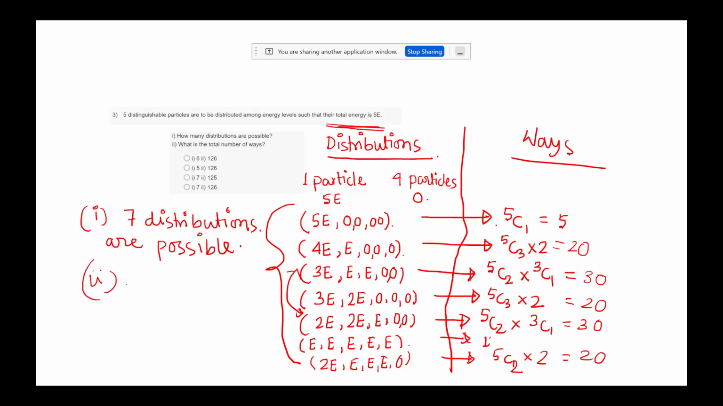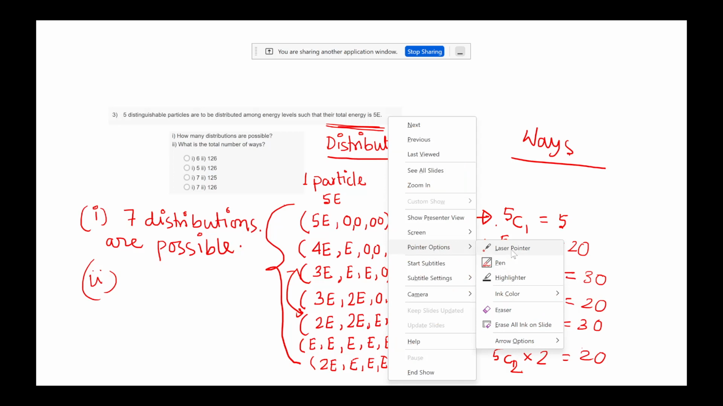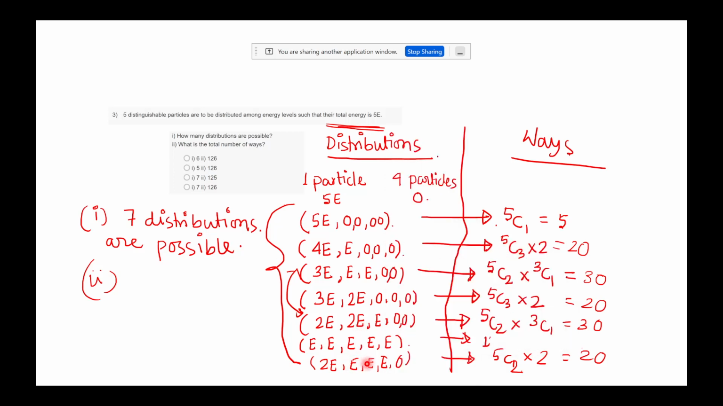See the last one, 2e, e, e, e, 0. So you just converted the last one into the fourth one. Not the fourth one, the third one, this one. Can you see my laser pointer? This one and that one, all three are the same. You can see it like this. Same thing: 3 has similar energy states and 2 is different. Oh, I see, in that way.